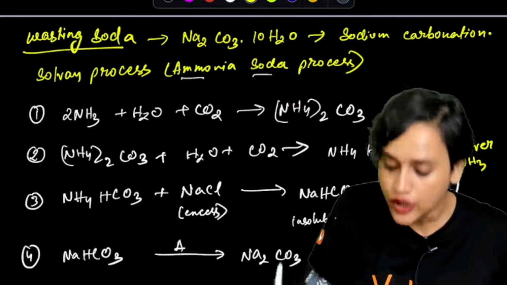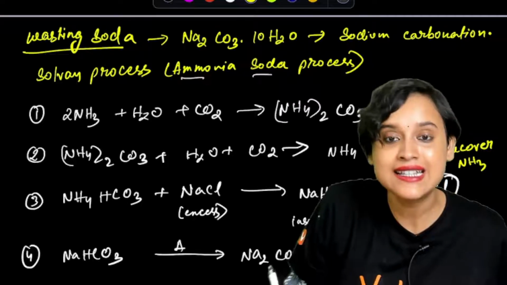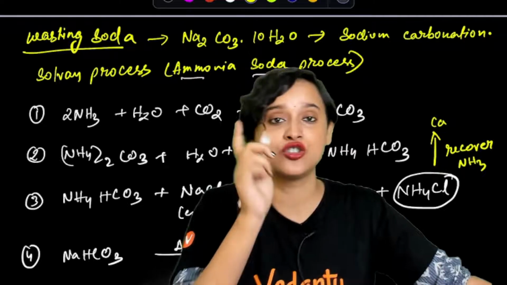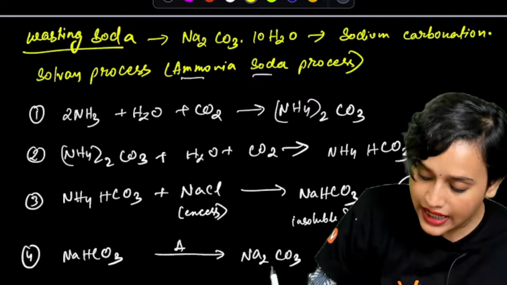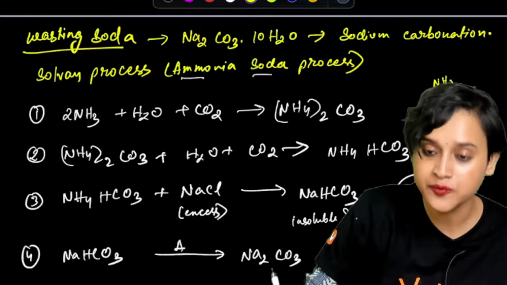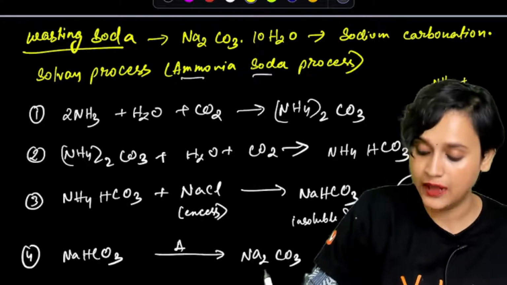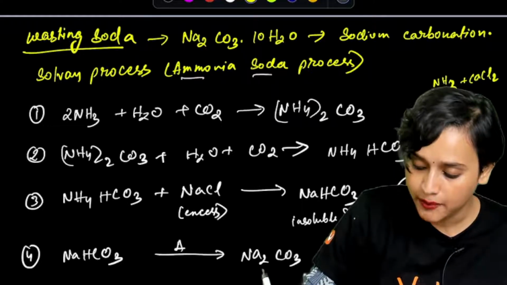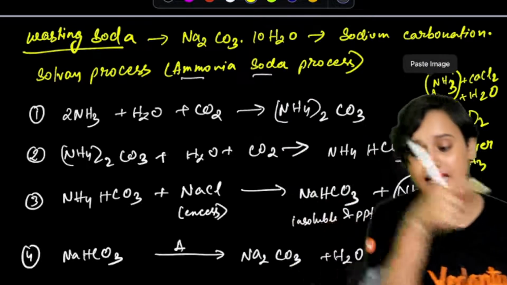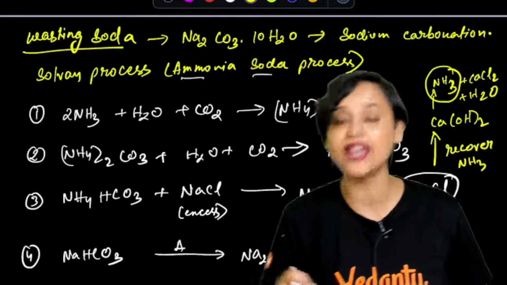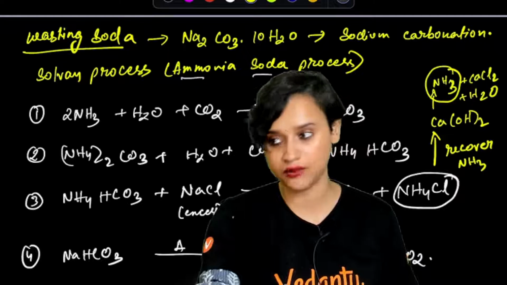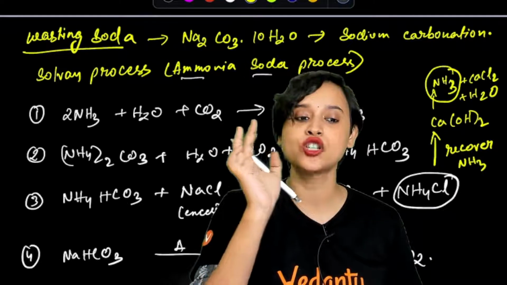How? What will you do? You will add calcium hydroxide. When you add calcium hydroxide, you know what you get? You get NH3 plus CaCl2 plus H2O. See, your ammonia is recovered, and this ammonia will once again be able to run the reaction. So this is how you prepare washing powder Nirma.